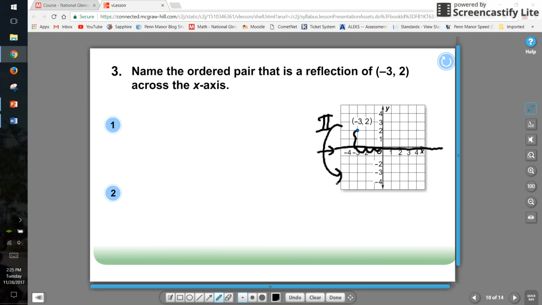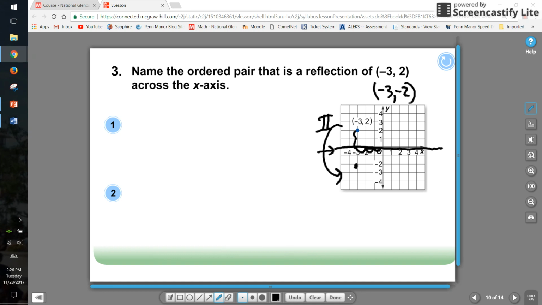The way I think of it is I'm still going to come 1, 2, 3, -3, except I'm not going to go +2 this time. I'm going to go 1, 2, -2. So I would say the reflection of -3, 2 is -3, -2. Some people in class today quickly caught on that if I'm reflecting across the x-axis, I'm changing the y-coordinate, and the other way around: if I'm reflecting across the y-axis, I'm changing the x-coordinate.